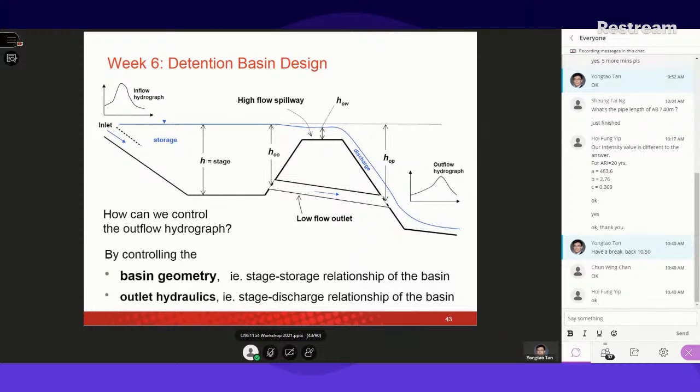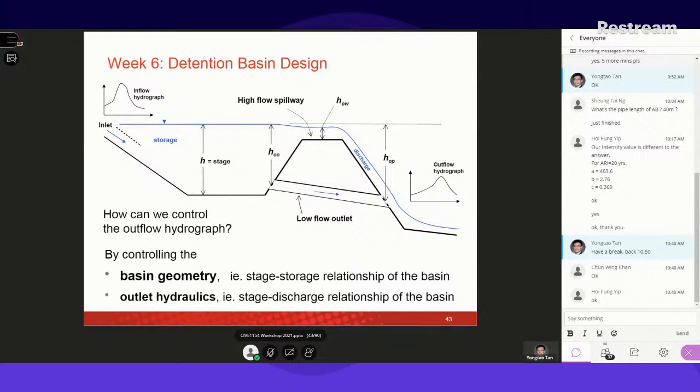So the geometry of the basin should be designed for multiple flood events, for example, for the minor event and also for the major event. The lower storage volume in the basin is normally used for a minor stormwater event, for example, 2 years or 10 years. And also the volume for a major event. Normally the weir crest should be provided to accommodate a major stormwater event.